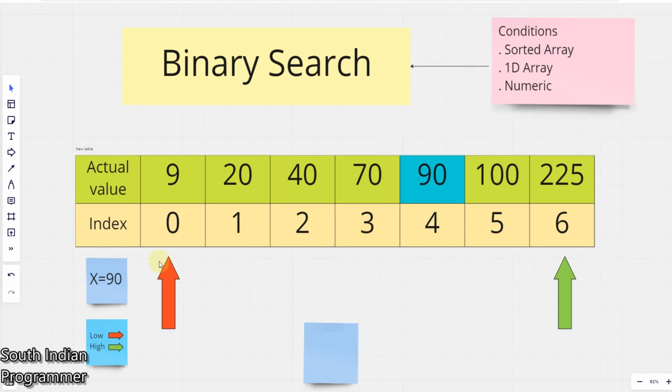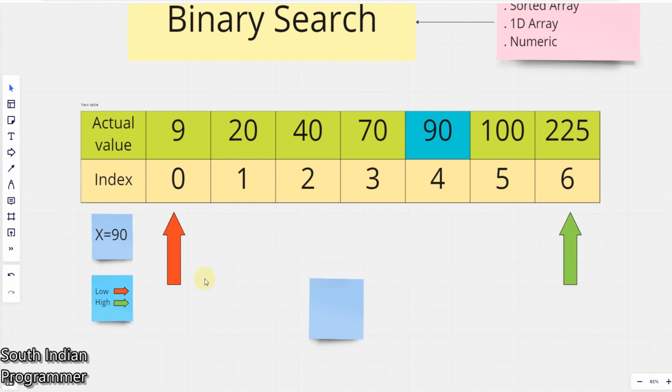Like that, we need to understand something here. When I'm looking for 40, I'm considering only these four elements: 40, 70, 90, 100. If it is a sorted array, definitely the numbers here will be lesser than 40, so I need not search here. We need to understand these kinds of facts in binary search. And then we'll write the algorithm.